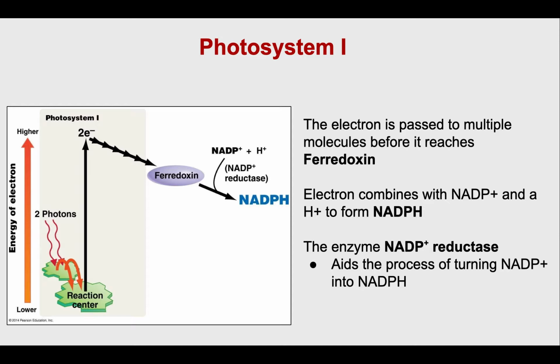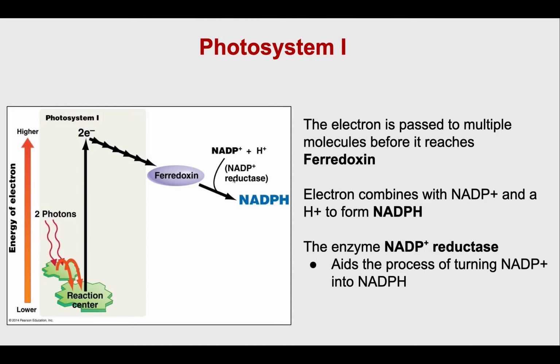All right, so once our electron has been excited, we have this diagram here showing that the amount of energy has increased. It's a lot higher because it's been excited by light again. It's going to be passed to multiple molecules before it reaches this molecule called ferredoxin. I'm not too worried that you know this molecule. I put it up here because it's that last molecule that the electron is at before it's used to create NADPH.